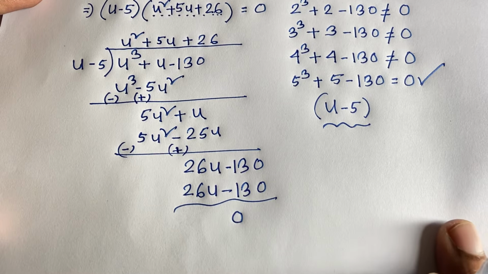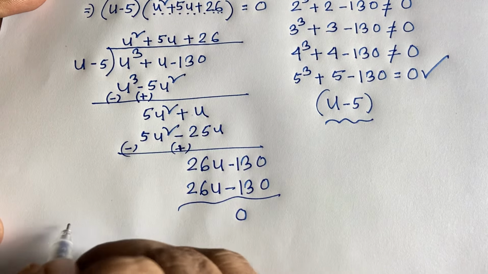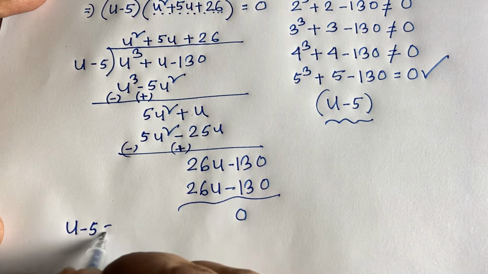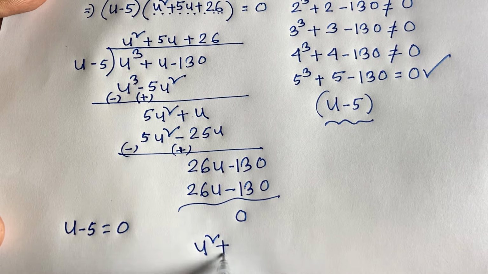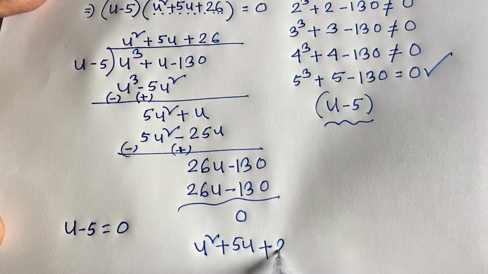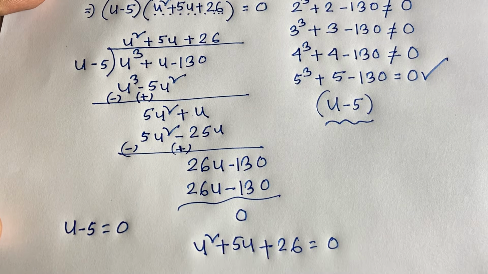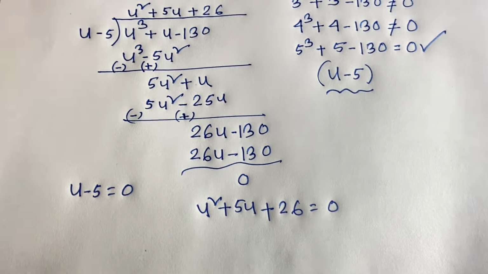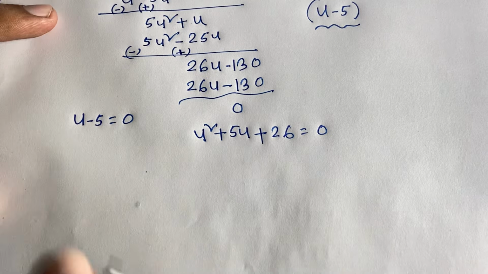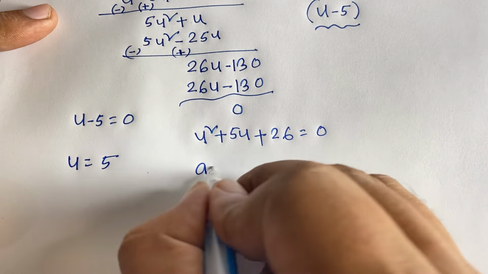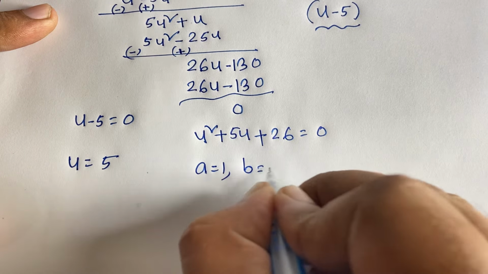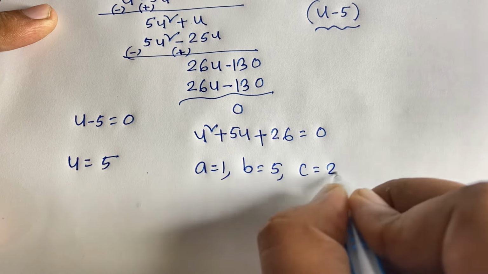Okay, now we find two cases. Our first case, u minus 5 is equal to 0, and the other case, u square plus 5u plus 26 is equal to 0. So at this moment I can easily see u is equal to 5. And in this expression we know a is equal to 1, b is equal to 5, and c is equal to 26.